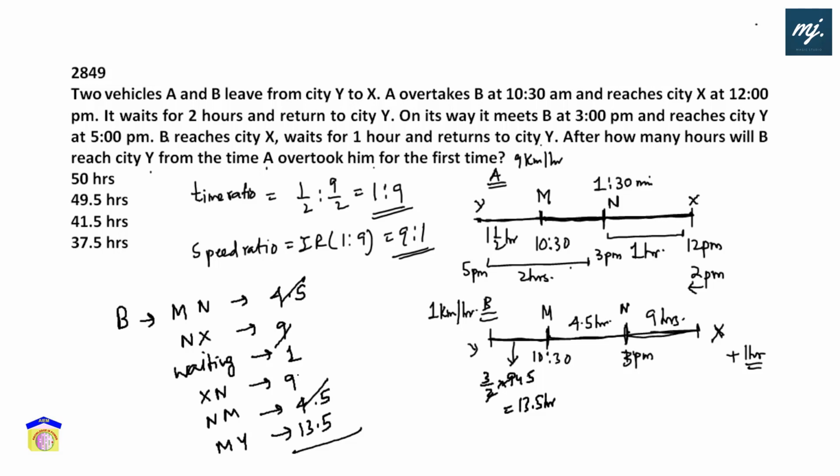9, 27, 28 plus 13 is 41. 41.5 hours is the time B will take to reach back to Y, starting from point M, moving up to X, halting for 1 hour and coming back. That is option C.